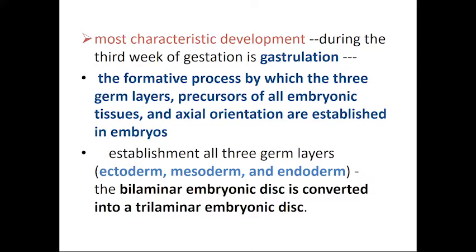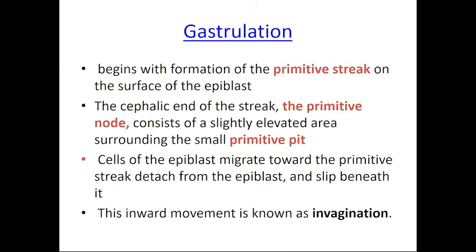The axial orientation is basically the development of the notochord. Establishment of three germ layers is ectoderm, mesoderm, and endoderm. The bilaminar embryonic disc is now converted into a trilaminar embryonic disc. Gastrulation, what happens is, begins with the formation of a primitive streak.